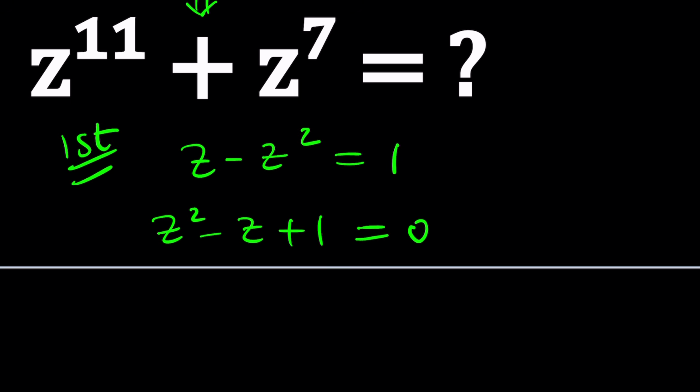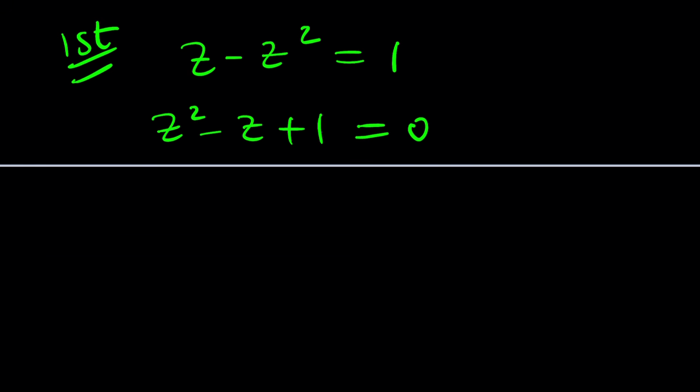And why do we have a quadratic formula? To solve quadratic equations. Exactly, right? Let's go ahead and use it. z equals negative b, which is 1, plus minus the square root of b squared, which is 1, minus 4ac, which is 4. 1 minus 4 is negative 3. And then we get a complex solution.